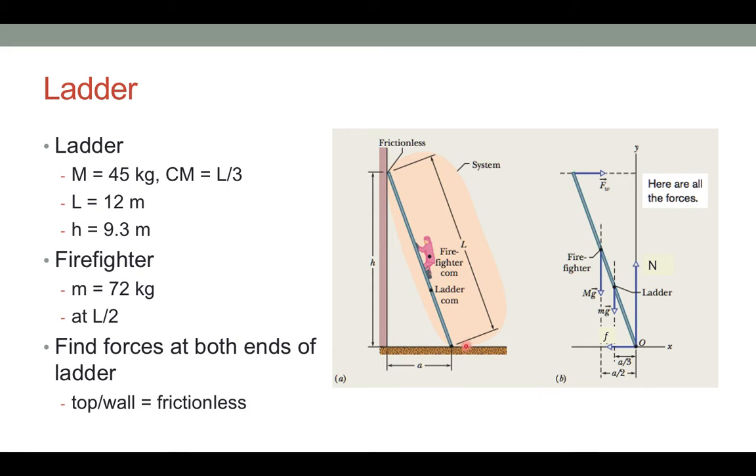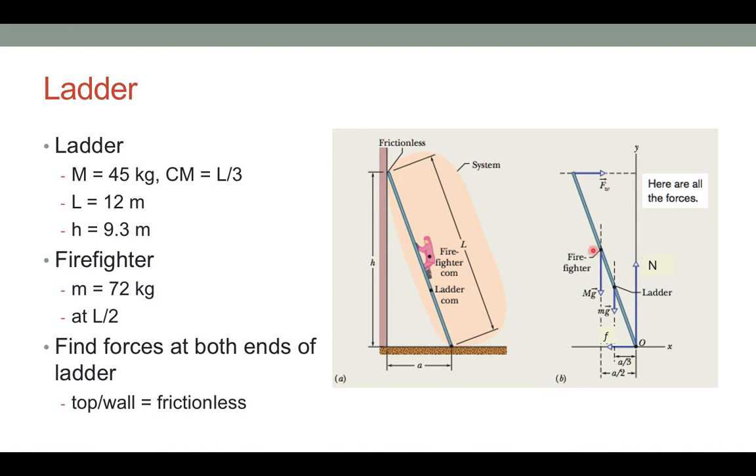So what we want to do is find the forces acting on the ground right here. Now there has to be a normal force up, and here also has to be a friction. The friction is going to oppose the bottom of the ladder from sliding out from the wall, so that means friction will act inward towards the wall.